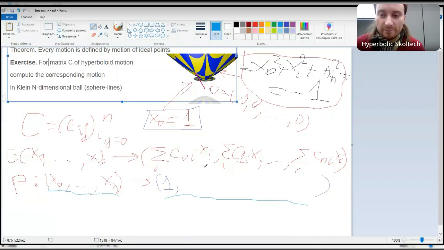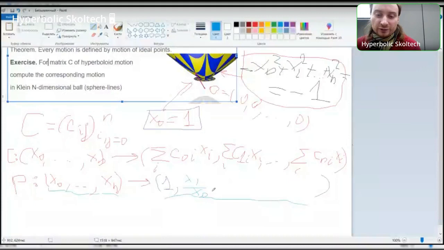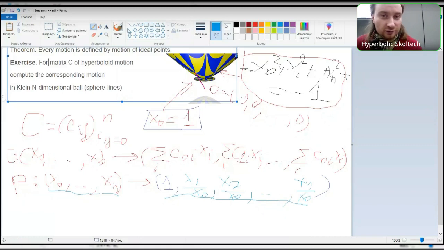Yeah, just divide x1 over x0, x2 over x0, and the last one is xn over x0. So, okay, this is just a projection. So how does our projected version of motion look like?